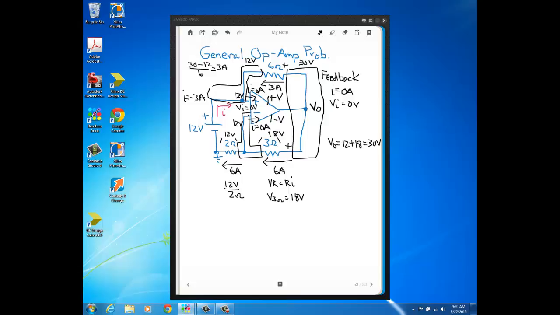So don't forget that even if it's not shown explicitly on the diagram, you do have 2 power sources here giving the op amp power.